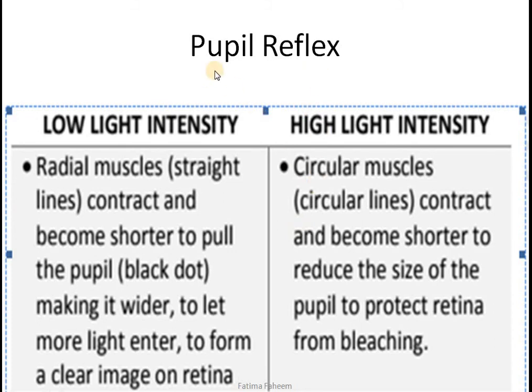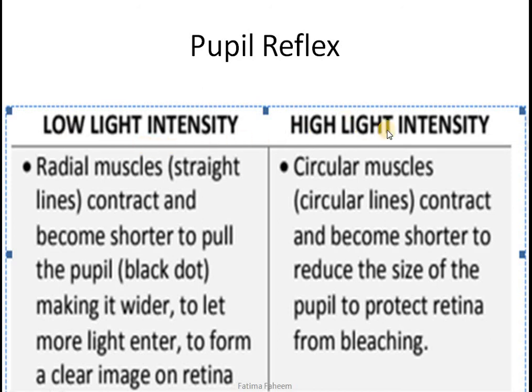This is the summary of what happens during pupil reflex. Radial muscles, straight lines, contract and become shorter to pull the pupil, the black dot. The pupil is actually the black hole which allows light to enter, making it wider to let more light enter to form a clear image on the retina. This is all happening when you are in low light.